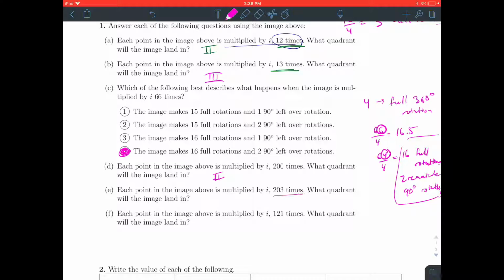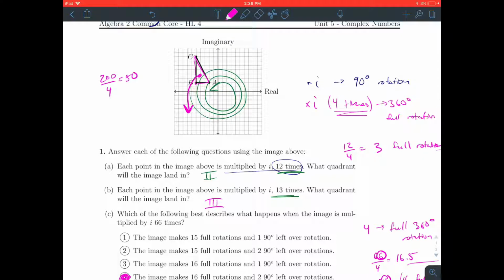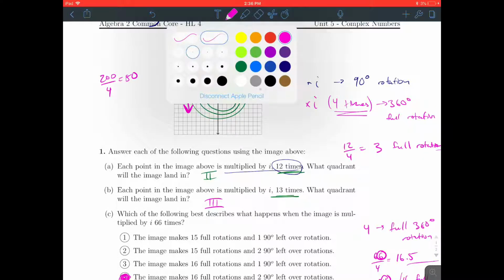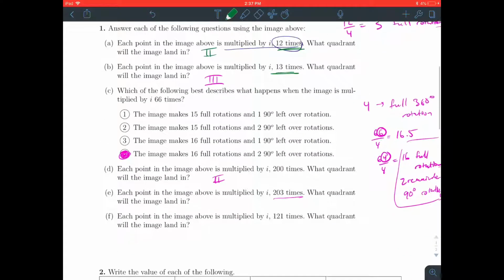Each point in the image above is multiplied by i 203 times. What quadrant will the image land in? Well, we saw that 200 times creates 50 cycles. So if we did our 200 times, it's going to put us back here. But for 203, we've got an extra 3 rotations. And so with those extra 3, that's 1, 2, 3. It's going to put us in quadrant 1.